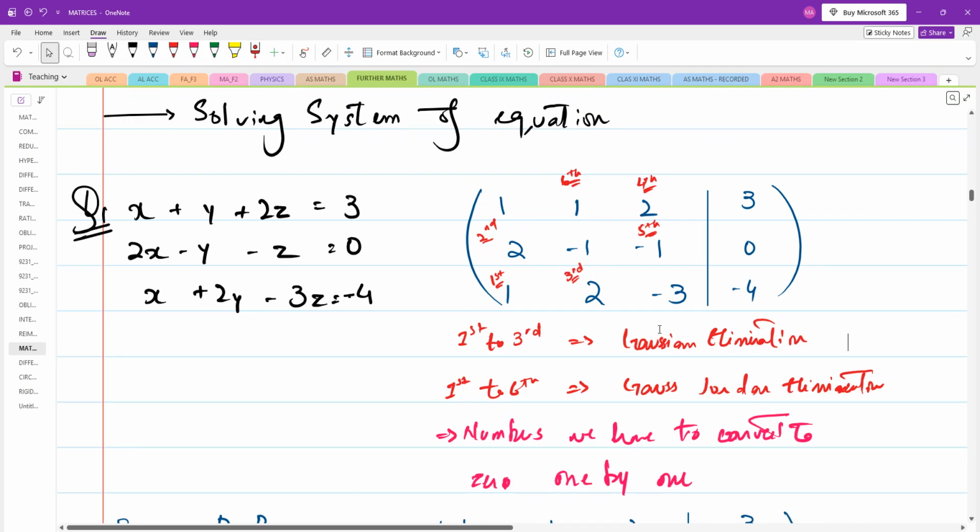For Gauss-Jordan elimination, after you are done converting the first, second, and third numbers into 0, you will then move on to convert this number into a 0, then this number into a 0, and lastly this number into a 0. So there are a total of 6 numbers.